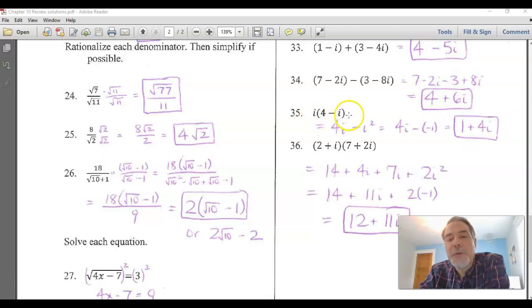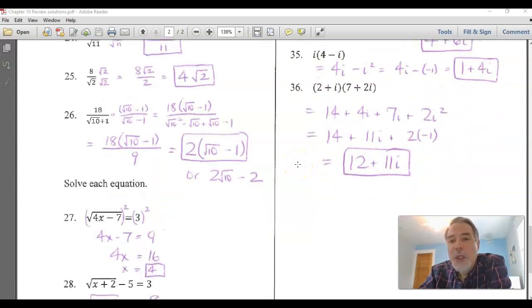we distribute, use the distributive property. i times 4 would be 4i. Minus i times i would be i squared. That's what i squared means. It means i times i. But remember, whenever you see i squared, that's just negative 1. i stands for the square root of negative 1, so i squared would be the square root squared, which would just be negative 1. So we're looking at 4i minus negative 1, and minus a negative would be plus a positive, and if we put the i part last and the real part first, it looks like 1 plus 4i.